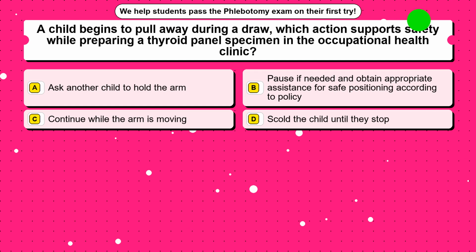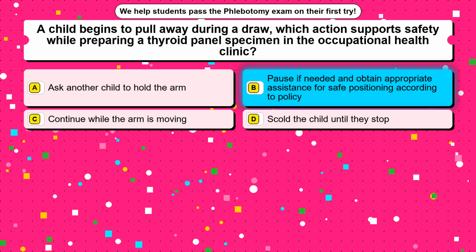Question 74. A child begins to pull away during a draw. Which action supports safety while preparing a thyroid panel specimen in the occupational health clinic? Option A. Ask another child to hold the arm. Option B. Pause if needed and obtain appropriate assistance for safe positioning according to policy. Option C. Continue while the arm is moving. Option D. Scold the child until they stop.